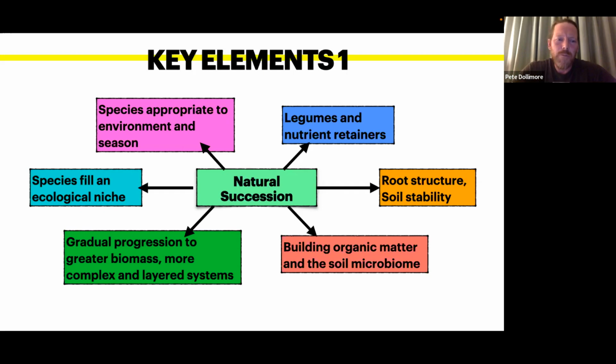And so you get this gradual progression to greater biomass, more complexity, more layered systems, and the species that are in there will be appropriate to the environment, appropriate to the season, and they fill an ecological niche. And so when we're looking at our systems, we're taking this template of how things are developing. We're knocking back the weeds, selecting for the things we want, but remembering where it's all coming from is so important. That we're not trying to dominate it. We're trying to plug into the work that nature's doing there.